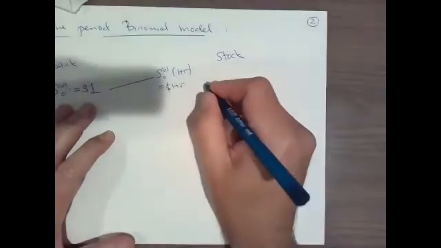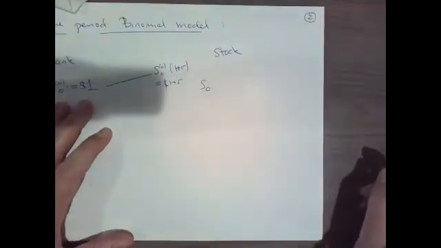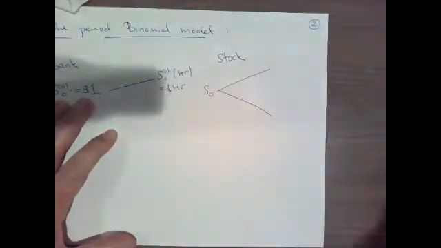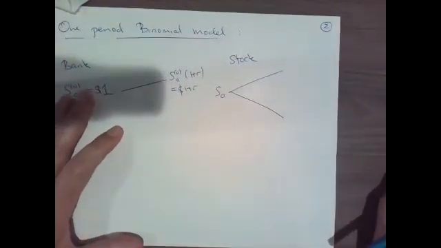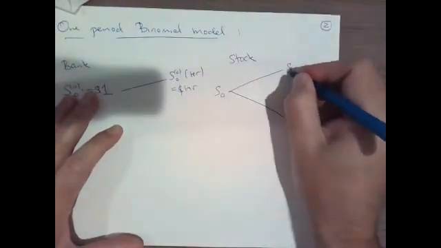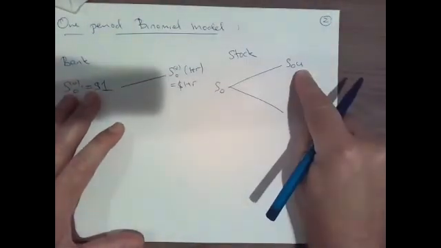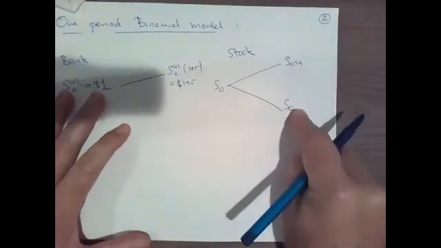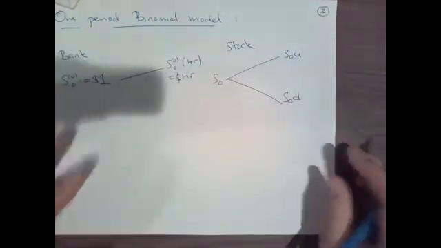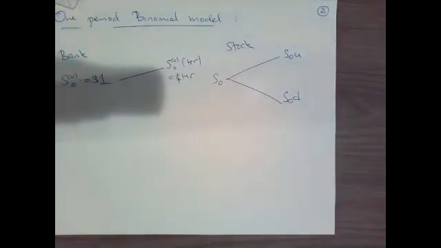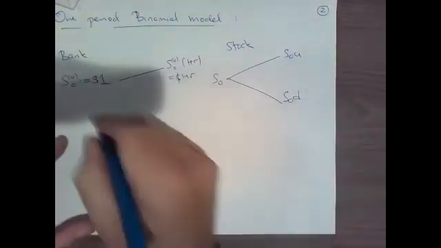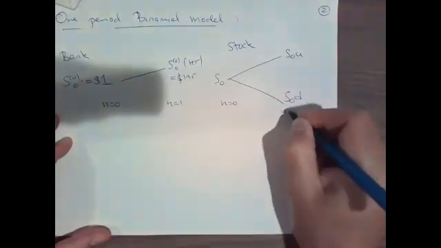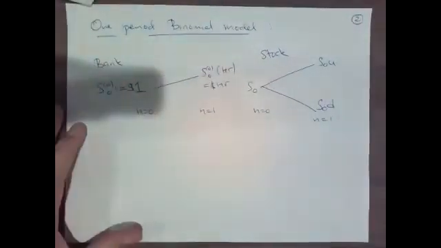The stock, on the other hand, starts out at S0, and then in a binomial model it can take two values. It can either go up or go down. If it goes up, it's going to go up with a multiplicative factor u, so we have S0 times u. And if it goes down, we're going to have S0 times d. So this here is at time 0, this here is at time 1, this here is at time 0, this here is at time 1. So that's the input that we have.